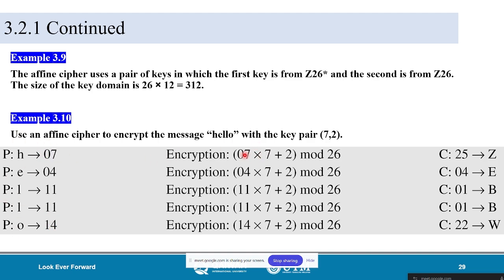For the encryption, you will have this set of numbers in the first row, then multiplied by the first key, then plus the second key. If you did it this way, you said 7 multiplied by 7 would be 49, and plus 2 would be 51. It is correct. But if you did it this way, you said 7 plus 2 is 9, and 9 multiplied by 7 is 63. That would not be correct. Okay? Did you get it?